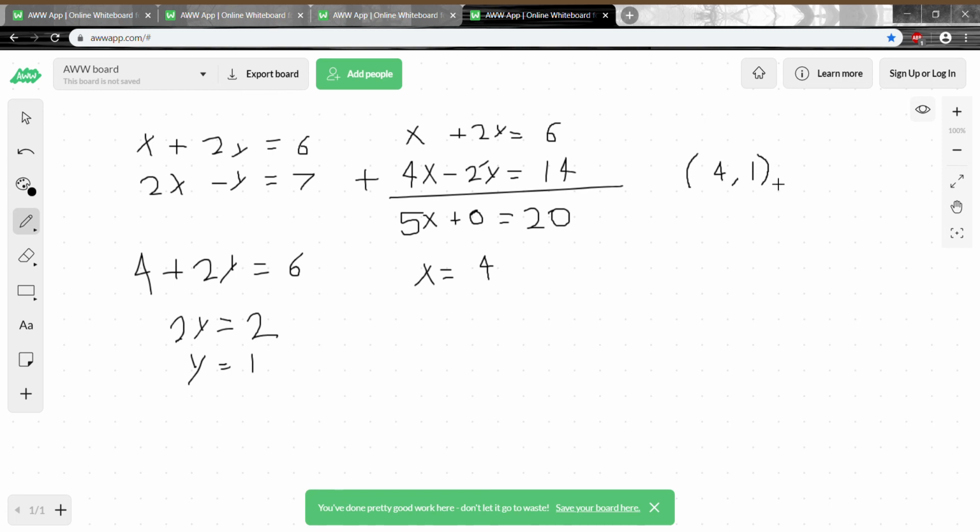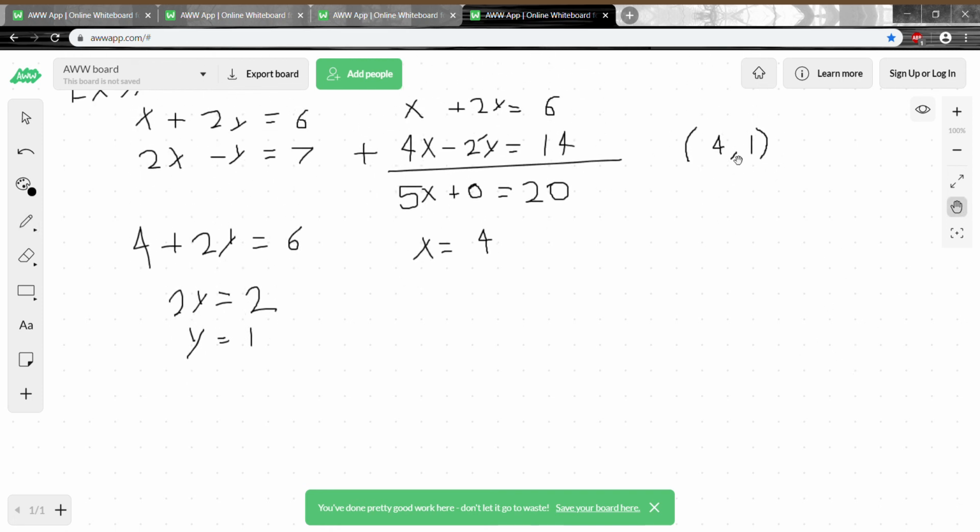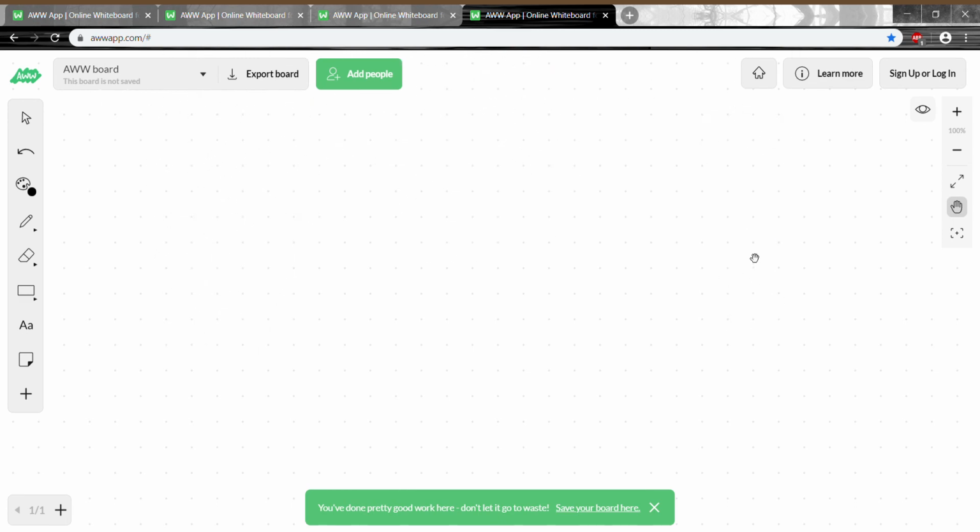So that was example 7 over here. Now we want to do that by graphing lines. So this example is going to take a little bit longer, but it is another valid way of doing things. So remember, 4, 1 is where the two cross. We're going to use the exact same equations and see if we can get the same answer. So our system of equations is x plus 2y equals 6.